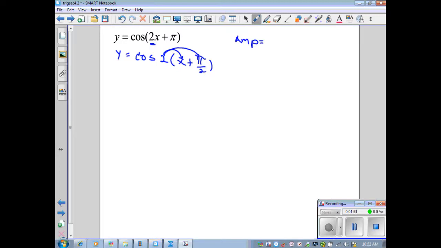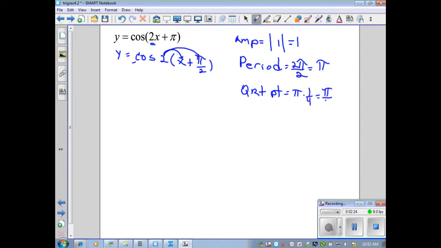Our amplitude is the constant in front of my function, which here is going to be 1, so the absolute value of 1 is equal to 1. I'm going to take the 2, which is going to be used for my period, and remember that is going to be 2 pi divided by b, and here the b is 2, so that will give us a period of just pi. And then I'm going to take my period and find my quarter point by multiplying the period by 1/4. So pi times 1/4 will give me pi over 4.